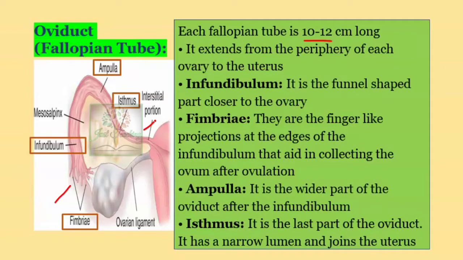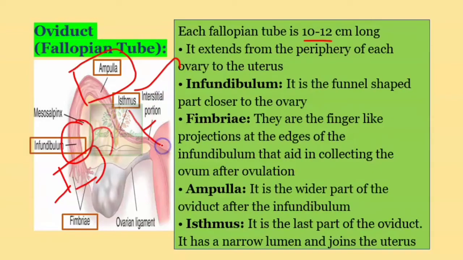Coming to the parts of the fallopian tube, the funnel-shaped part of the fallopian tube is the infundibulum. This infundibulum gives rise to finger-like projections, which we call fimbriae. After the infundibulum, you have a wider portion of the fallopian tube that we call the ampulla. After the ampulla, a narrow part of the fallopian tube we call the isthmus, and this isthmus is considered to be the last part of the fallopian tube which leads to the uterus.